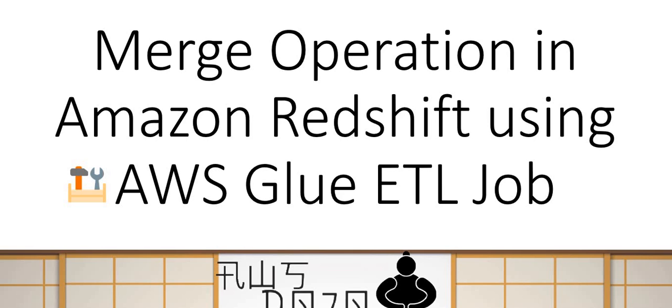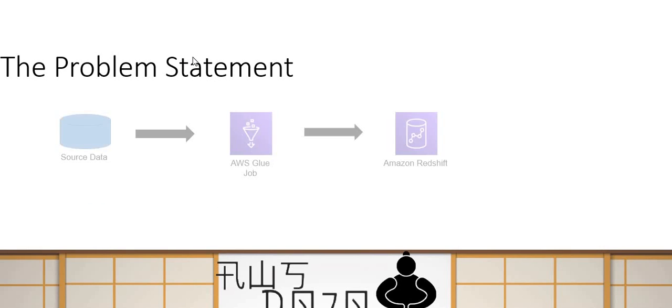So let's get started. Just to understand the problem statement a bit better, suppose you are building an ETL pipeline like this, where you have some source data which could be residing in an S3 bucket, in another relational database, or another place, and you are building a Glue ETL pipeline which is trying to bring this data from the source data set and merge it into an Amazon Redshift database table.